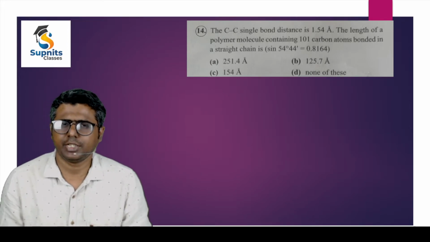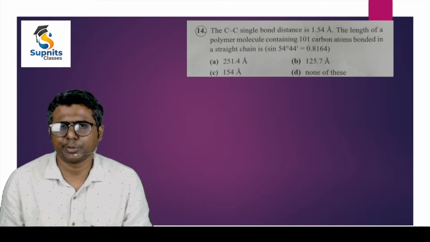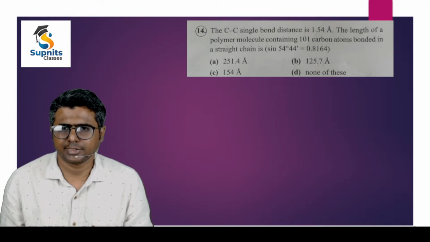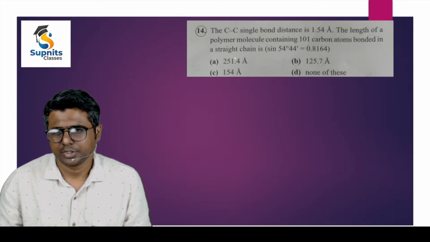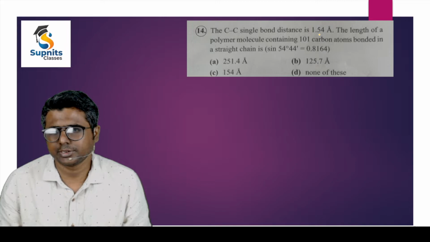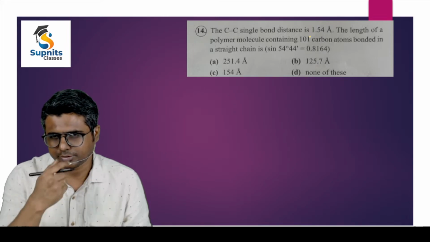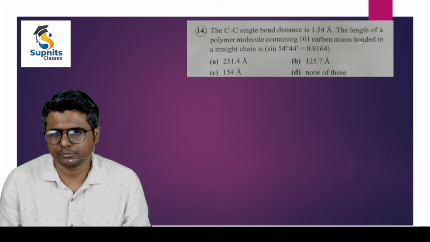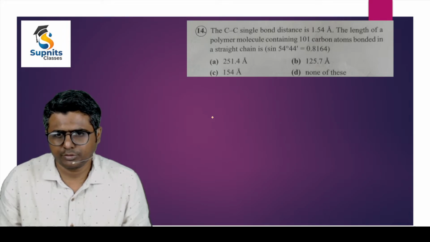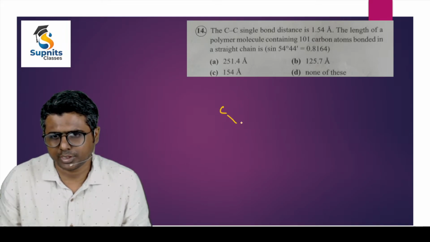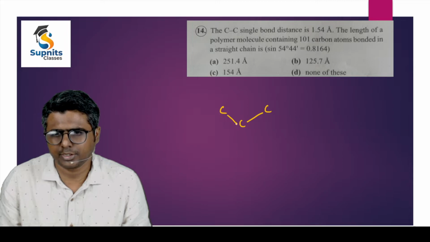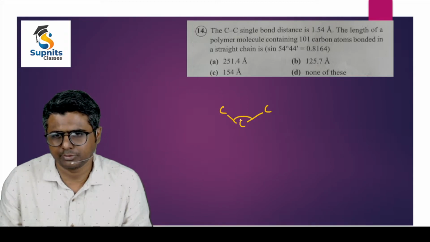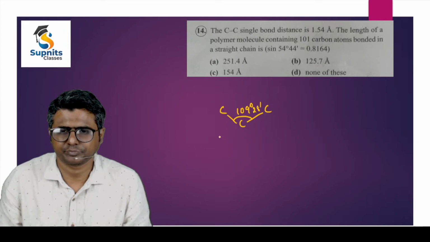Okay, this is a very nice question, involves a lot of geometry inside it, and I like this question very much. So carbon carbon single bond distance is 1.54 angstrom. What is the length of the polymer molecules having 101 carbon atoms bonded in a straight chain? So we know this very well, that carbons are bonded tetrahedrally. So the angle between this is 109 degree 28 minutes.